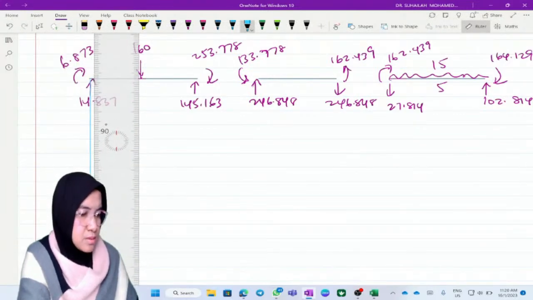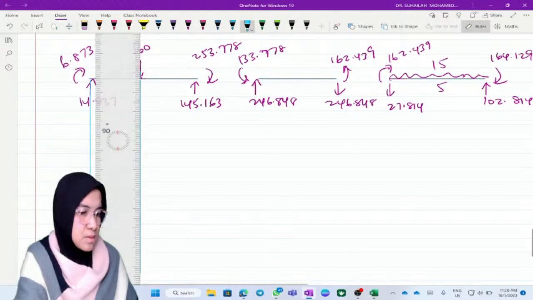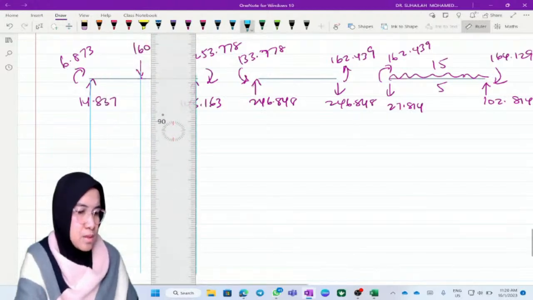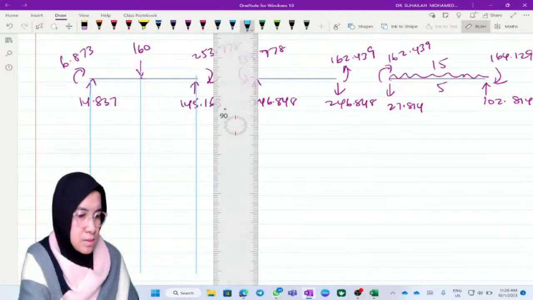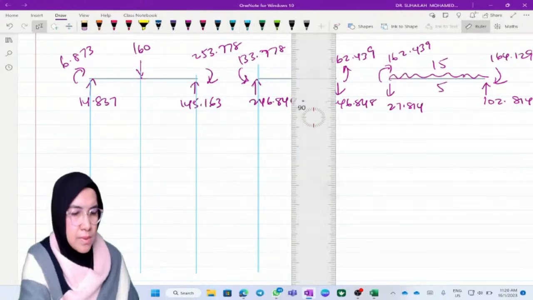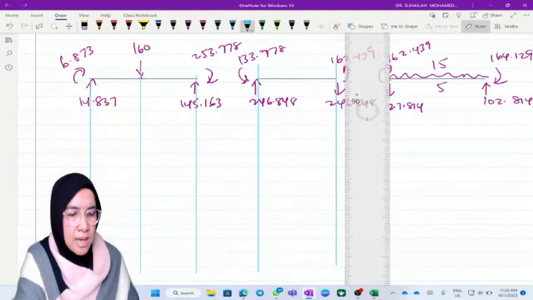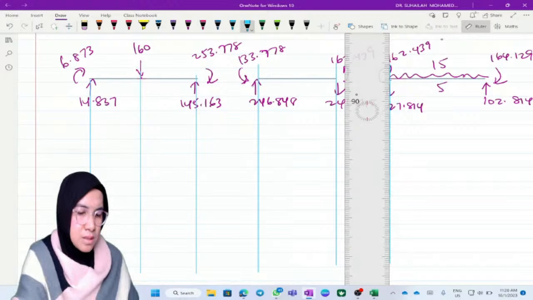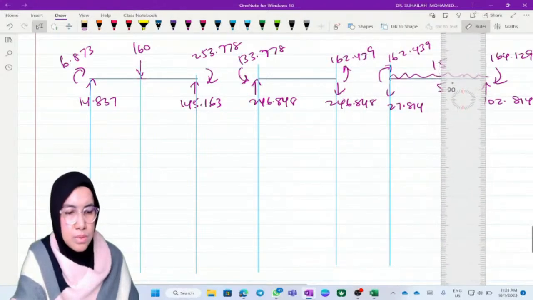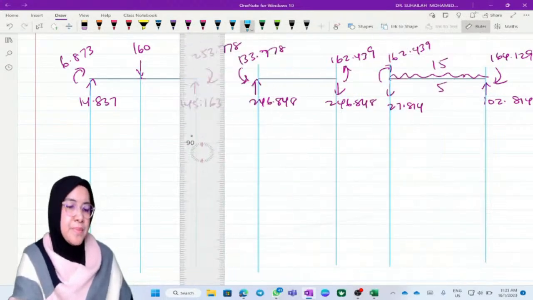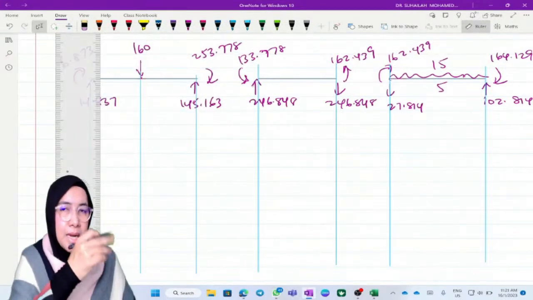Point load. Okay, this is B. Okay, this one is just the dotted line, just like the dotted line where we can use to draw the shear force diagram and the moment diagram line.